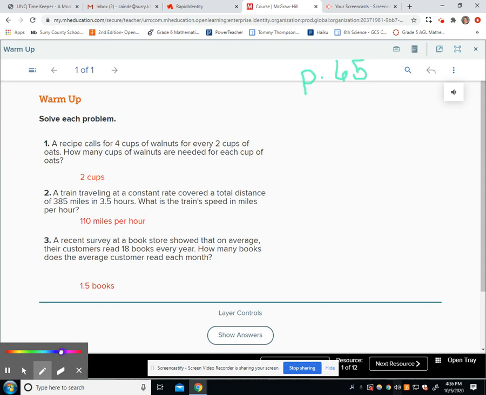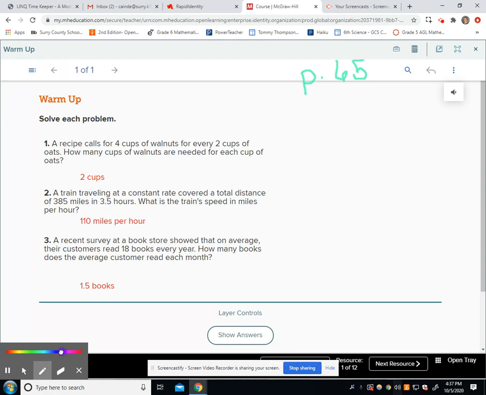Today, if you look at the top of page 65, we have our I can statement. I can solve real-world problems involving rates and unit rates by using bar diagrams, double number lines, and equivalent rates. So, we're going to put page 65 aside for just a few minutes while we look at these warm-up problems.